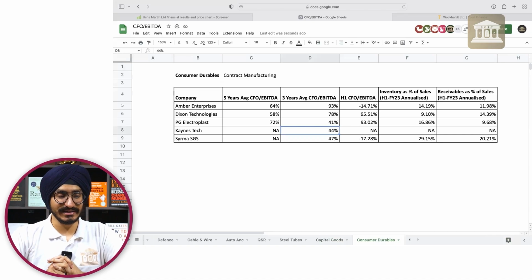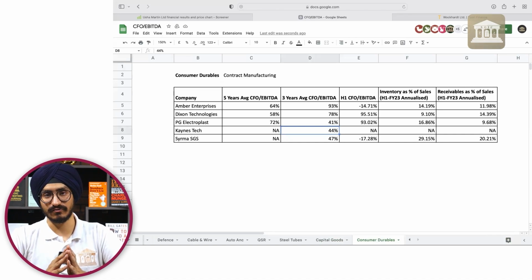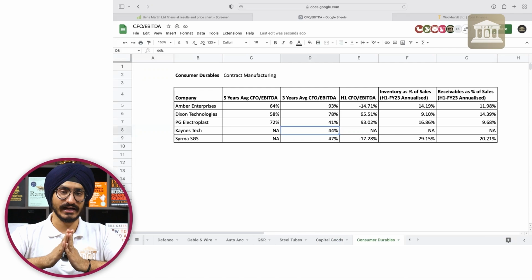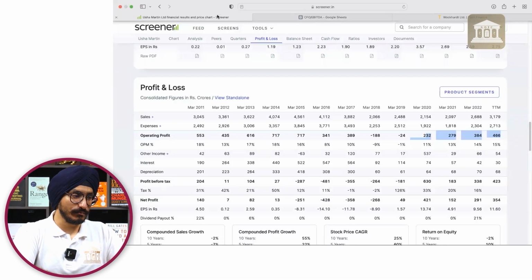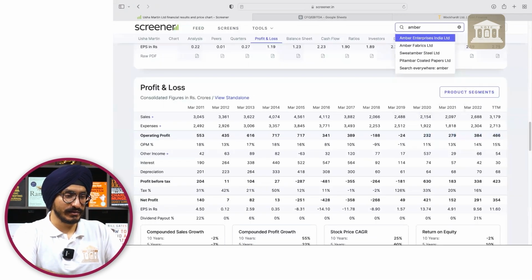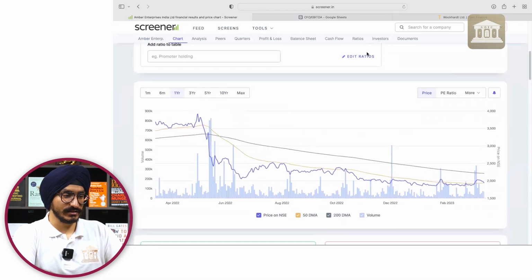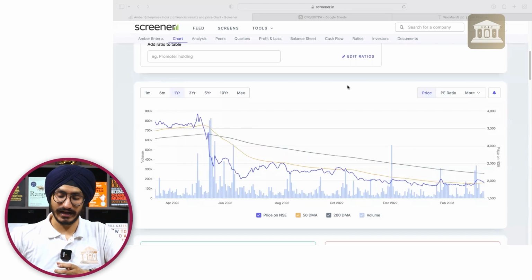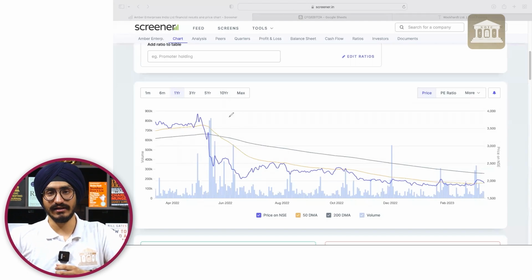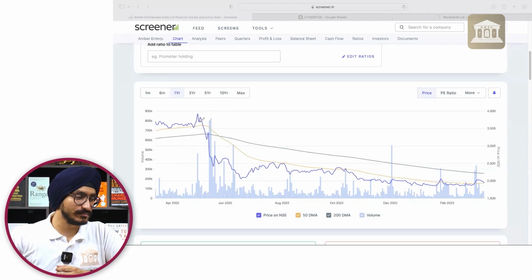So again, their money gets stuck in working capital for some of these companies. And what ended up happening in Amber Enterprises, so this is an important case study, and why did Amber Enterprises stock fall as well? Because in the first half of the financial year, this CFO to EBITDA turned negative, which points to pain in inventory and receivables management, right?